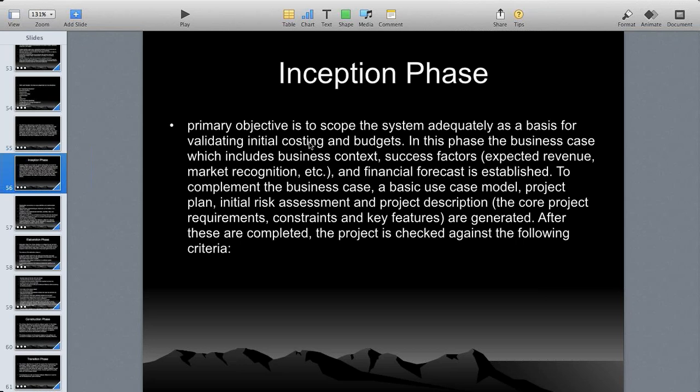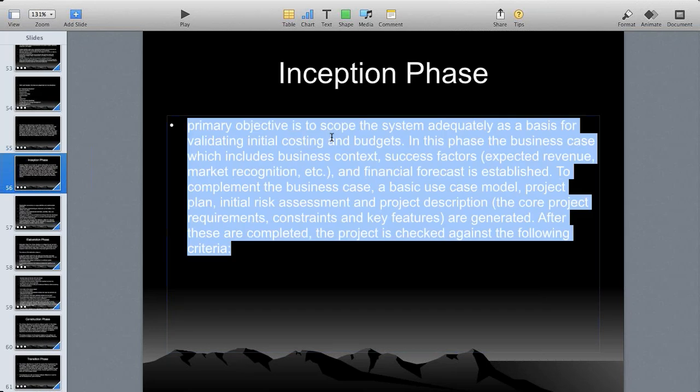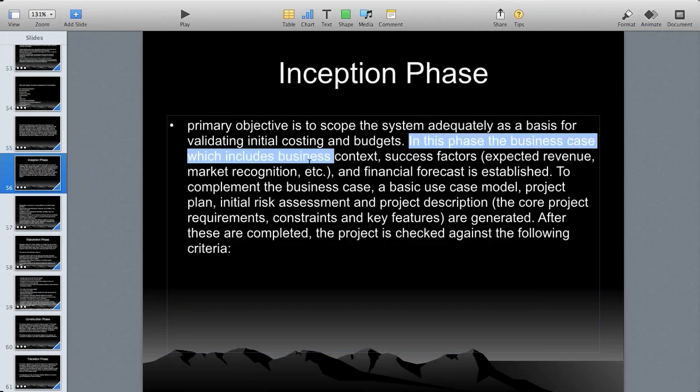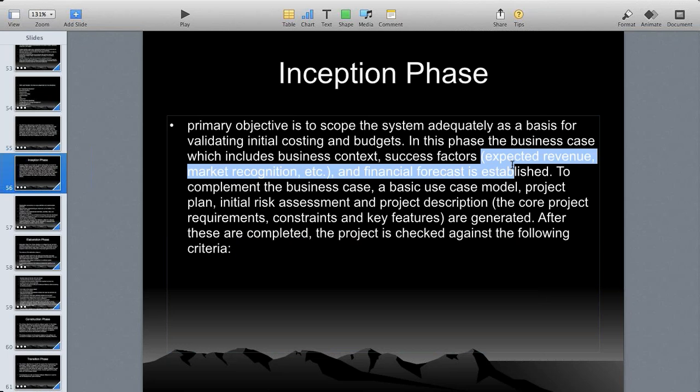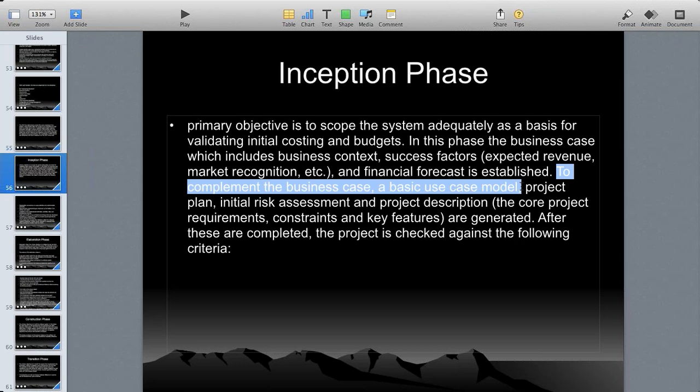The primary objective is to scope the system, validating initial costing and budgets. In this phase, the business case is established, which includes the business context, meaning a high-level diagram of the project; success factors, thinking about the success ratio, whether we can do this or not; expected revenue, market recognition, etc. And a financial forecast is established. To complement the business case, there is a business use case model, a project plan, an initial risk assessment, and a project description.